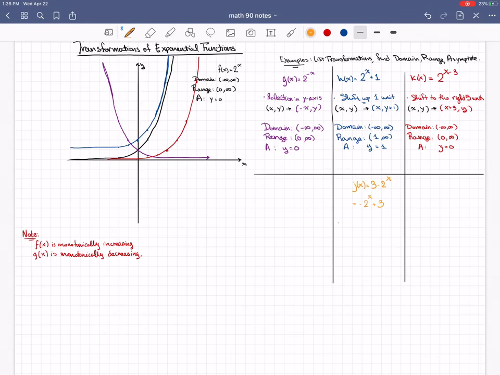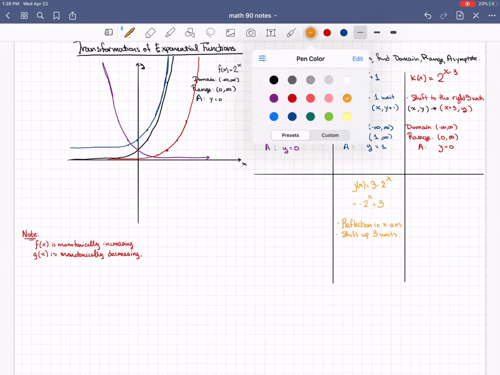So if you're finding that helpful, great. So maybe say them with me. What does the negative on the outside cause? That's also a reflection in the x-axis this time. And then the plus 3 is a shift up 3 units. Okay, so the asymptote, the domain, and the range, we'll talk about those in a minute.